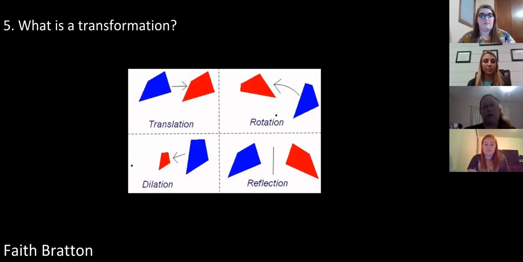The different types of transformation, as we explained in the first slide of mine, are translation, rotation, dilation, and reflection. Translation is just sliding the image over where it's the exact same. Rotation is rotating the shape 160 degrees, 180, 90 degrees. Dilation is making the object smaller, and a reflection is reflecting it over a line of symmetry.